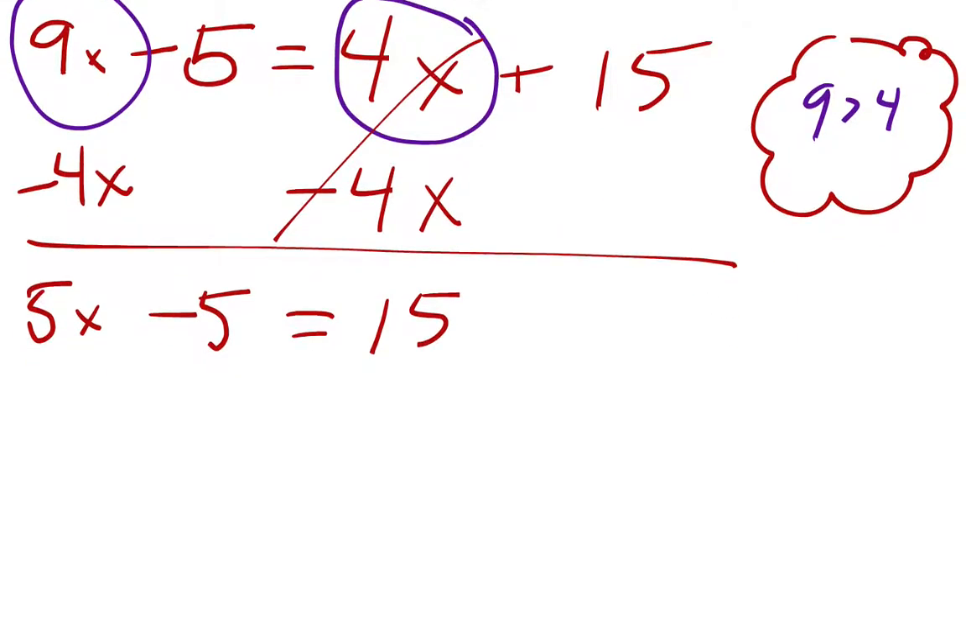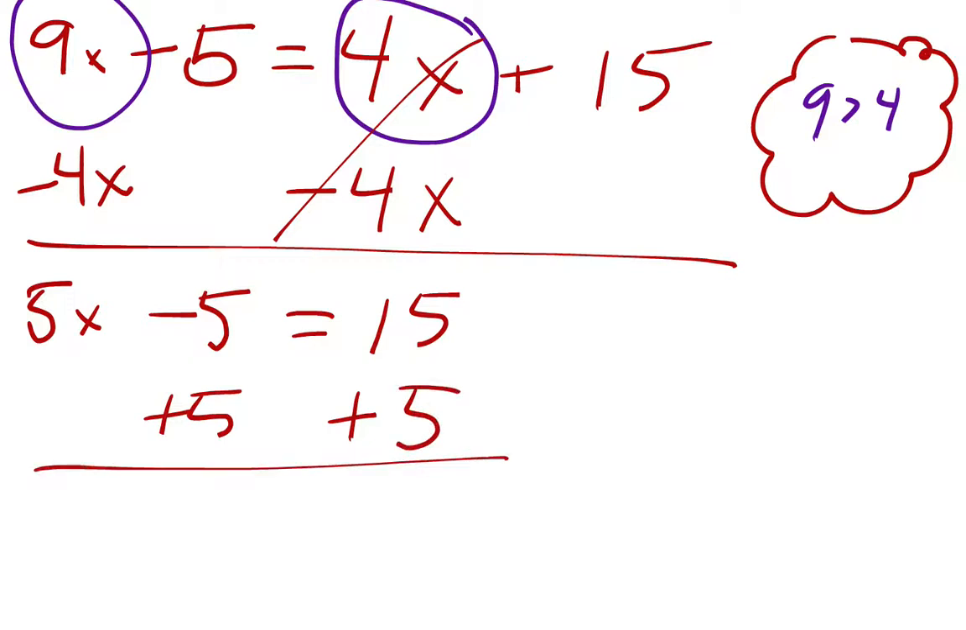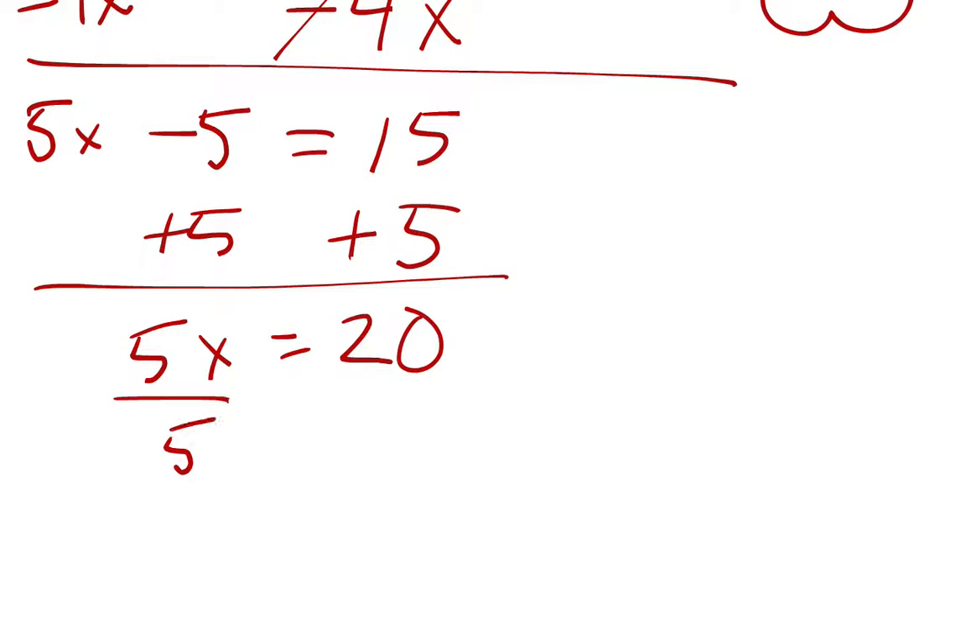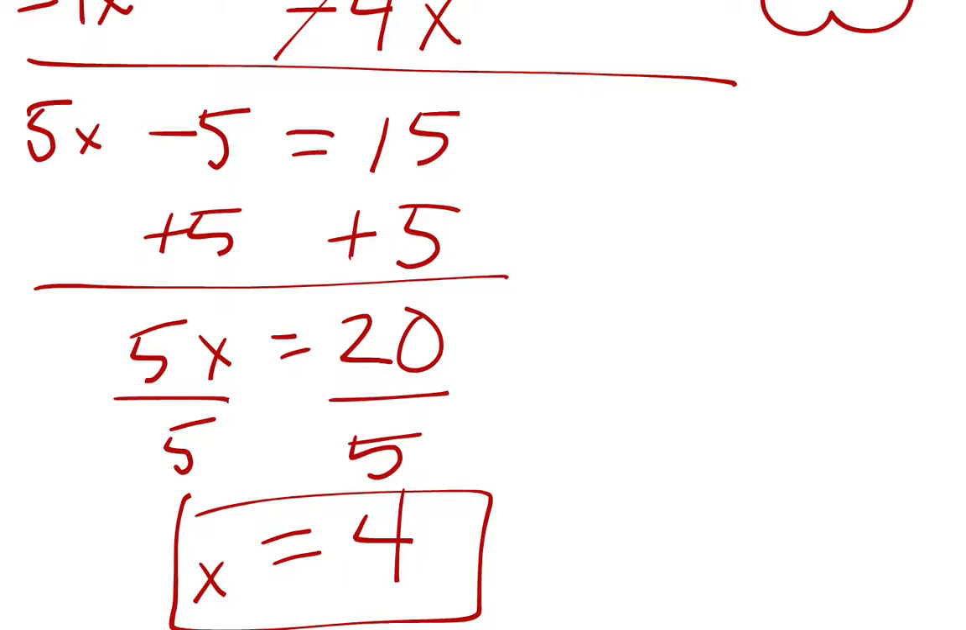Right? And then it's a two-step equation. Plus 5 to both sides. 5x equals 20. Divide by 5 on both sides. And you're left with x equals 4. Yay! Cool. Now, we're going to get to some special cases.